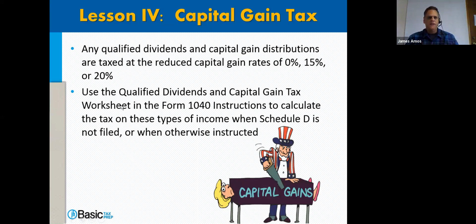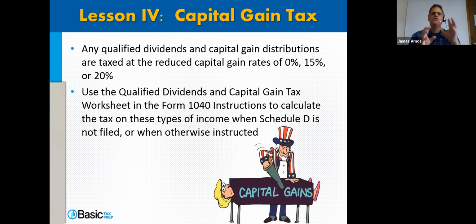So in real life, you want to use the qualified dividends and capital gain tax worksheet to calculate how much tax you'll pay on it. And you use that when the Schedule D is not filed. Don't worry about what Schedule D is right now, but you calculate it on Schedule D if you're using a Schedule D. If not, you use this worksheet. You want to calculate it, though, because it's actually going to calculate the capital gain. It's going to take the qualifying amounts and separate it from all your other income and say, okay, this is the amount you'd pay on that, and it adds it back in to your other income.